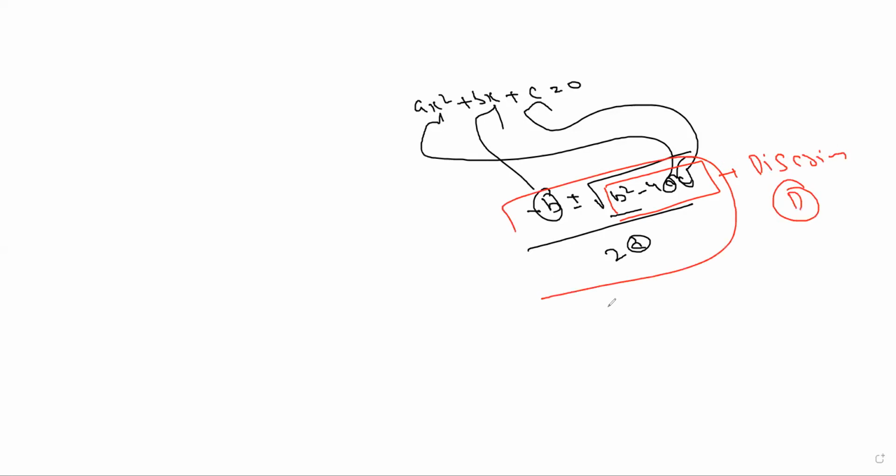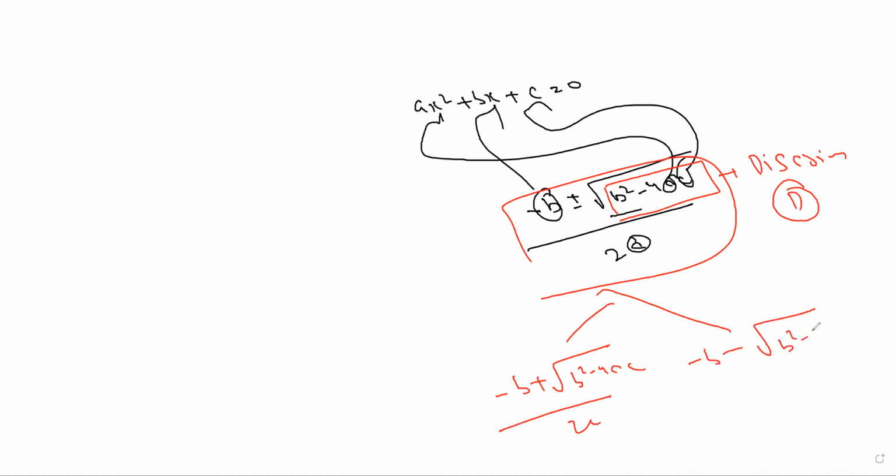This is also one method. So the two roots would be: one is minus b plus root b square minus 4ac by 2a, and the other is minus b minus root b square minus 4ac by 2a. This also you can calculate. Now, why I'm telling this is a game changer: the second thing comes here, the most important part of quadratic equations, that is about the roots. If I'm talking about the two roots, there can be three cases.